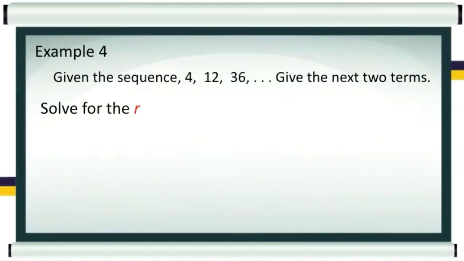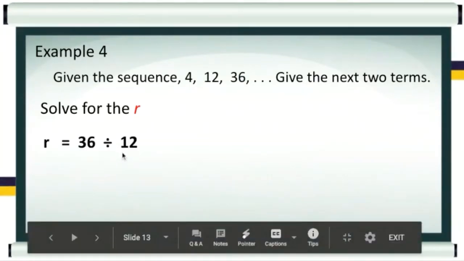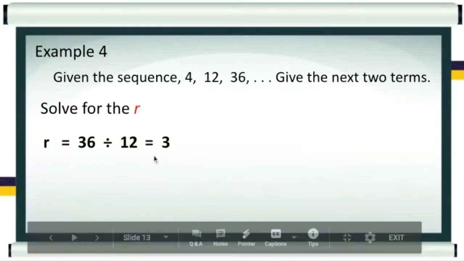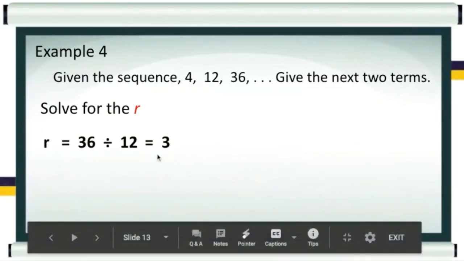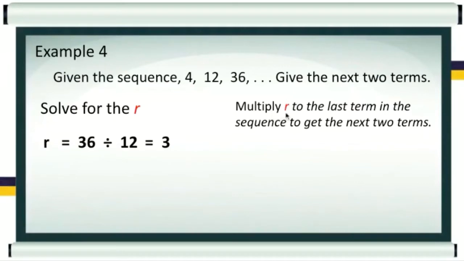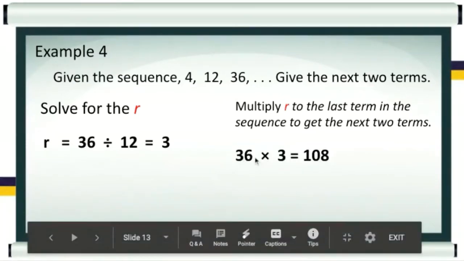We can choose either 12 or 36 to divide. So let's start with 36. We divide it by 12, and our common ratio is 3. Now, since our common ratio is 3 already, we can solve the next two terms by multiplying R to the last term in the sequence. Since 36 is our last number, we multiply 36 by 3, and our answer is 108.